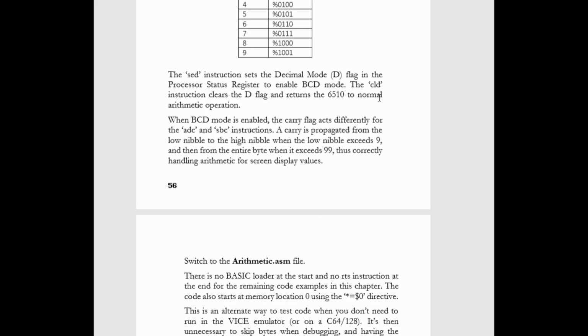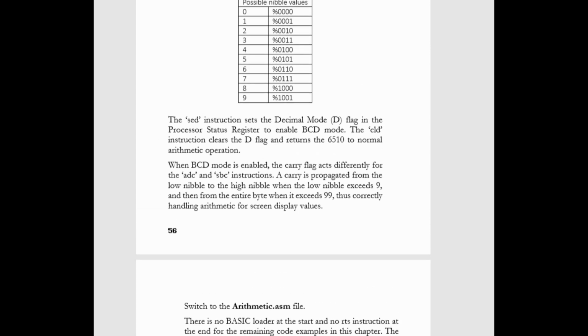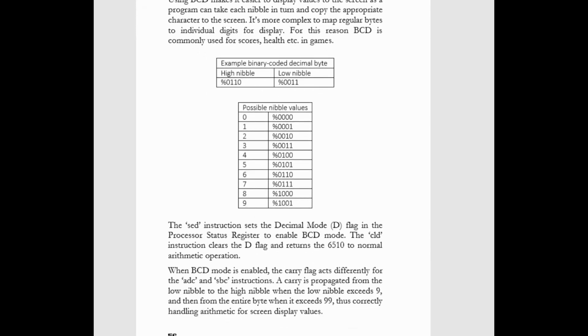Starting on page 56, he describes an addition mode called binary coded decimal. This one blew me away because I had no idea such a mode was even available to dabble with.